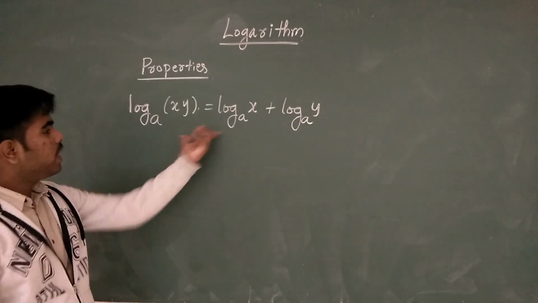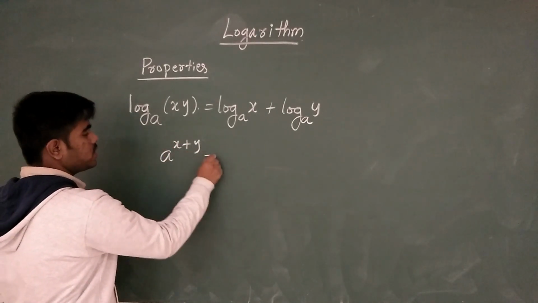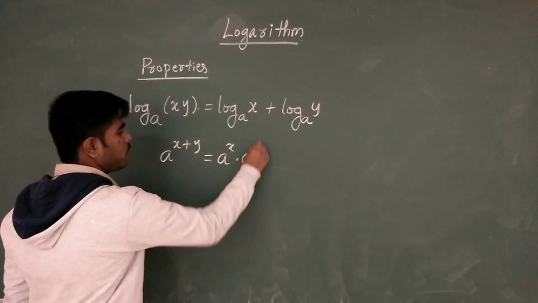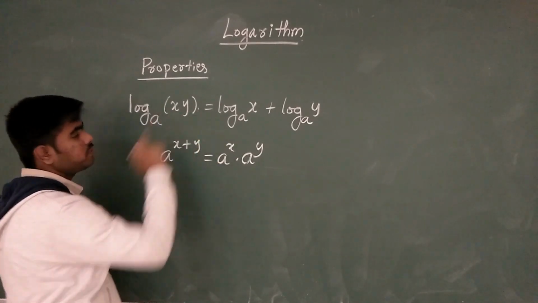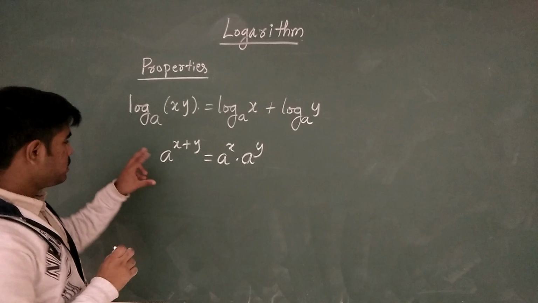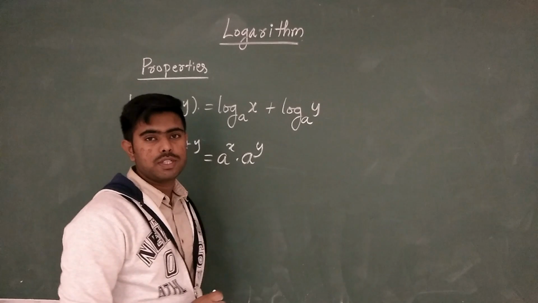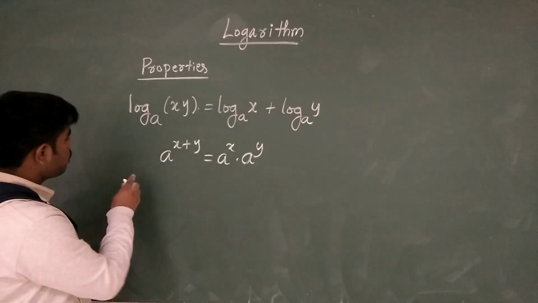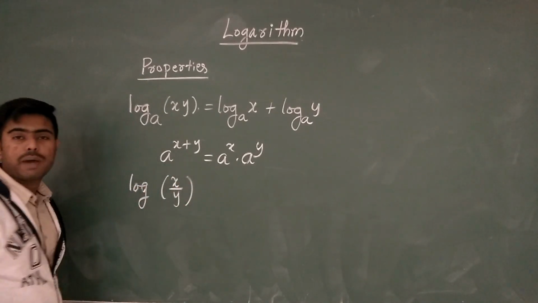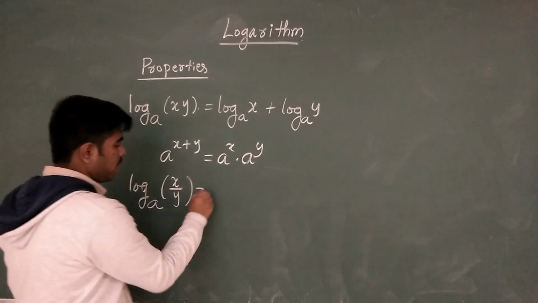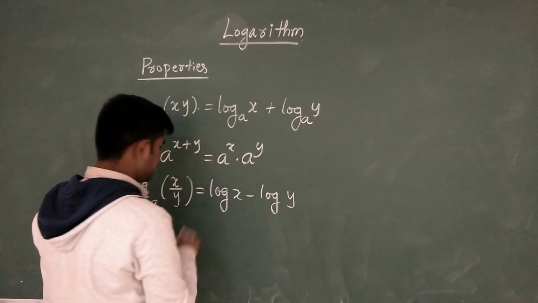We have seen in exponential functions that a raised to x plus y is equal to a raised to x into a raised to y. This is the inverse property of that. So this is why I told you the logarithmic function is the inverse function of the exponential function. Now similarly, if I have log of x by y to the base a, I can write this as log x minus log y to the same base.